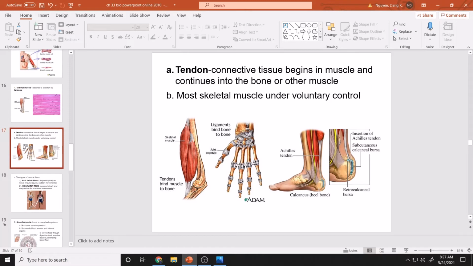So it's easy to mix up ligaments and tendons. Like how I described before, ligaments attach bone to bone, tendons attach muscles to bones, and you can see them illustrated here, a few different tendons that are in your body here. So again, it binds muscle to bone, and we just described the Achilles tendon and what it does.